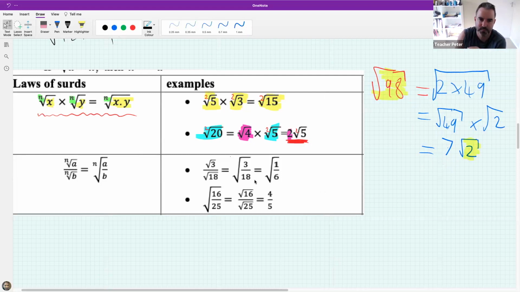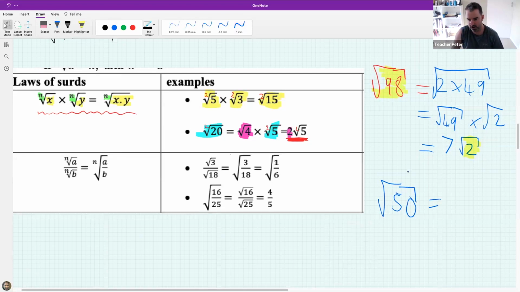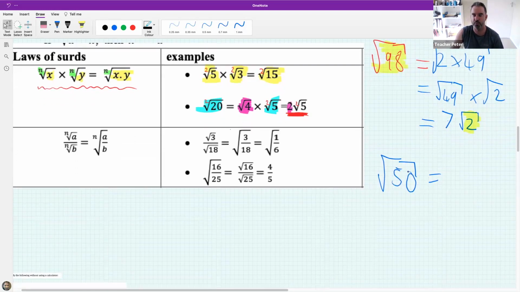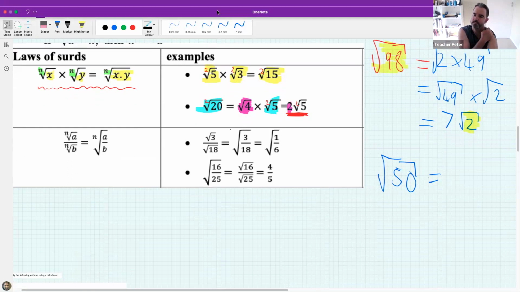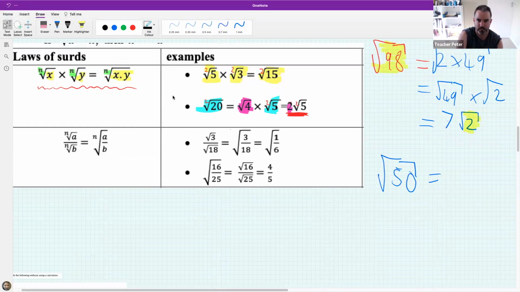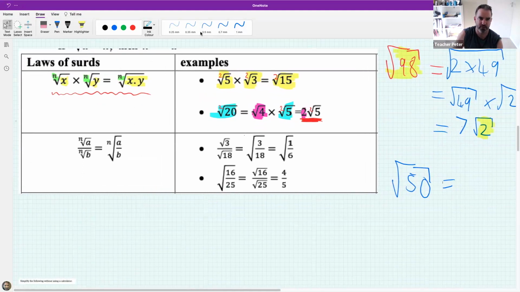Yeah. So let's have a look at another example. Let's say I want to go with the square root of 50. Can you break the surd square root of 50 down into smaller surds that can simplify it? See if you can do that now. So we're just using law 1 for surds right now.